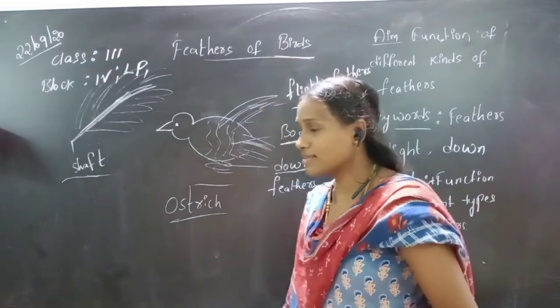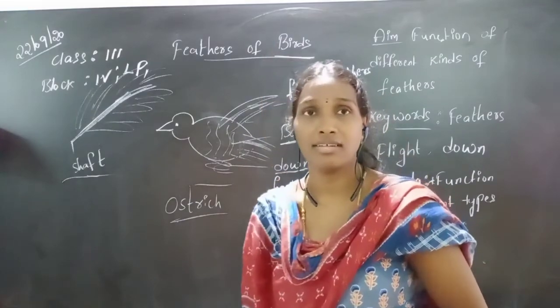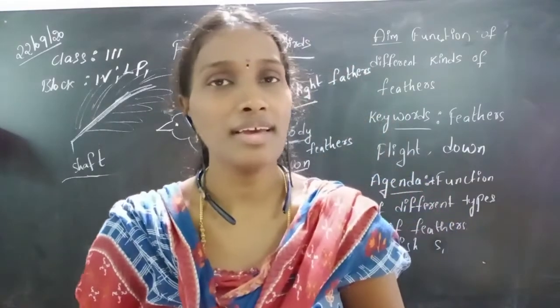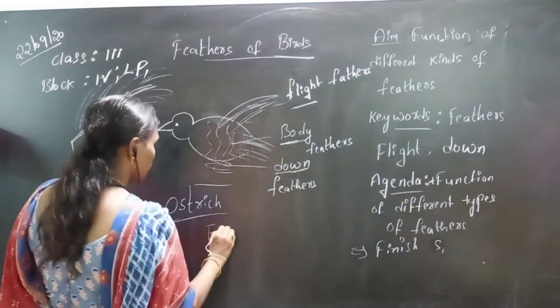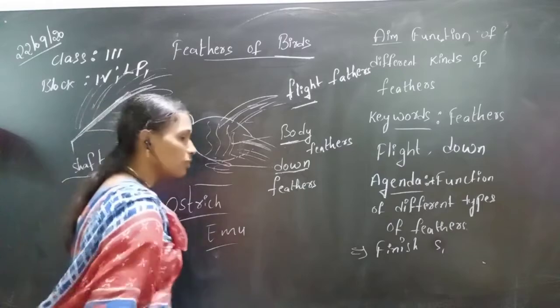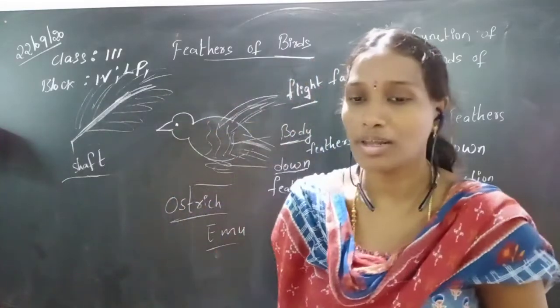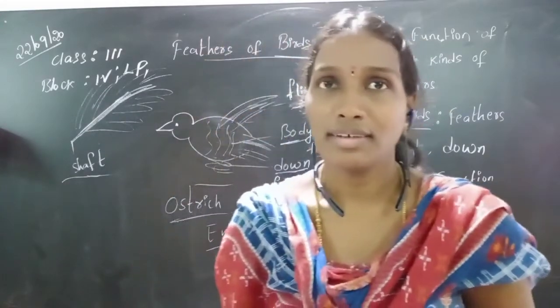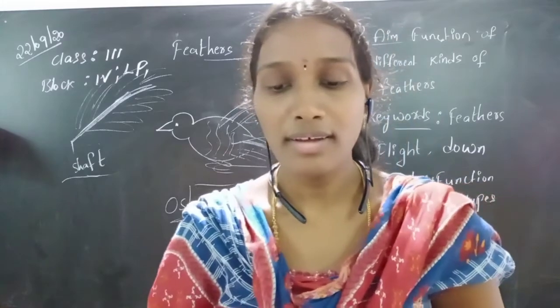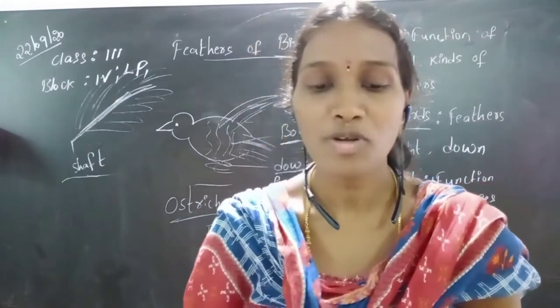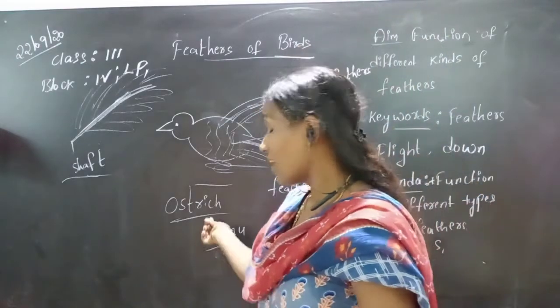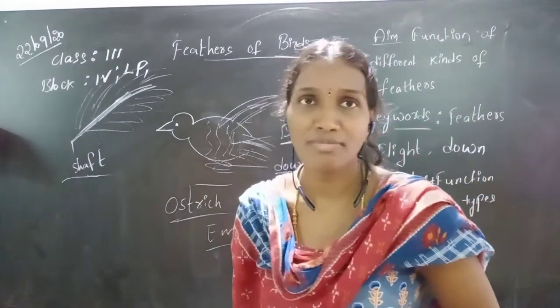And one more bird is there. Anybody can guess? Emu. One more bird is emu. Emu is also a bird, but it cannot fly. These birds have flight feathers, but they cannot fly. The wings do not have the right shape to fly in the sky. So these birds cannot fly.